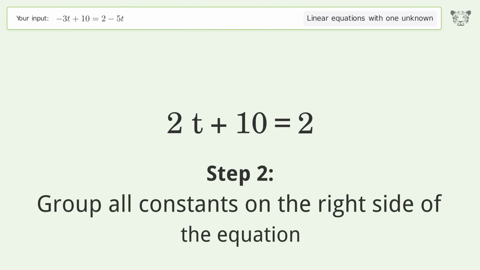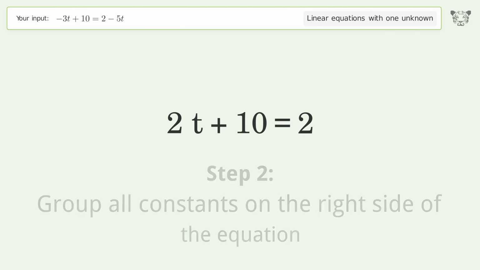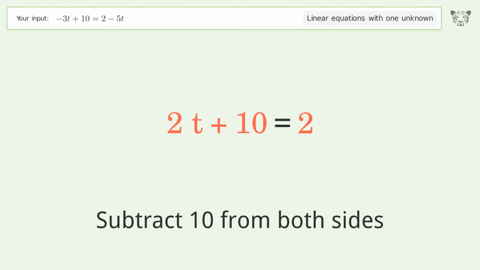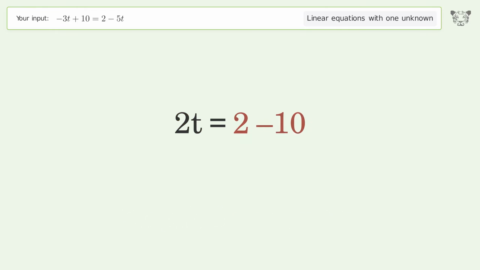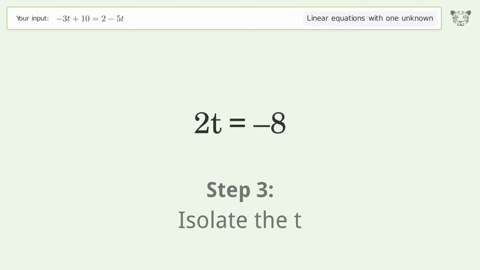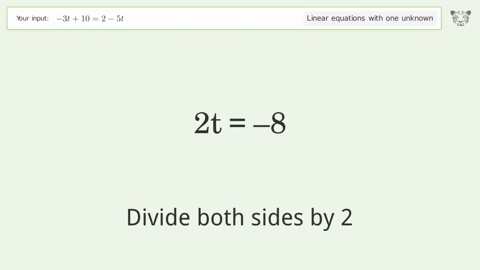Group all constants on the right side of the equation. Subtract 10 from both sides. Simplify the arithmetic. Isolate the t. Divide both sides by 2.